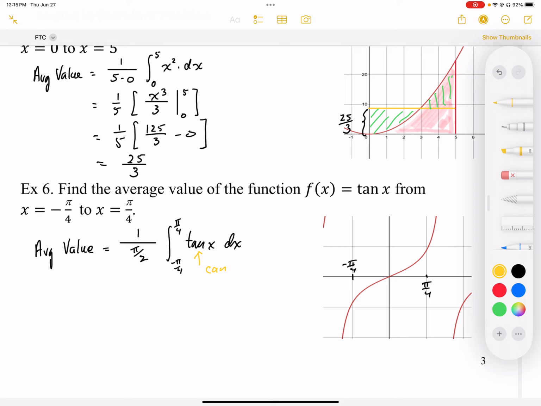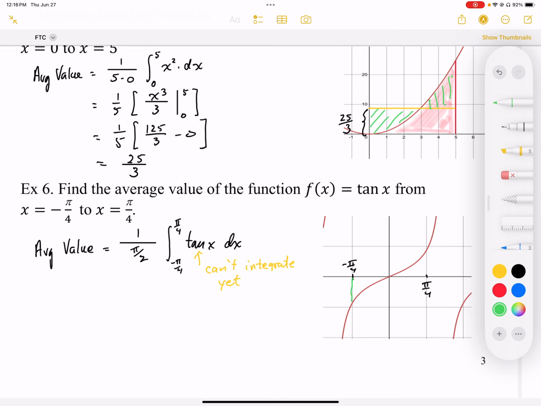Now, we run into a problem here in that we can't integrate this at this point. So I'm going to just say can't integrate yet. Okay, there is an integral for that, but we haven't learned how to integrate that yet. So this could be a problem.